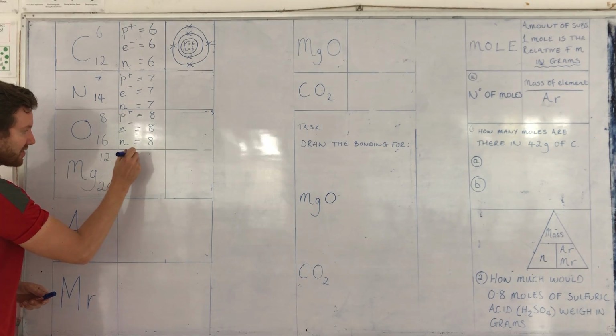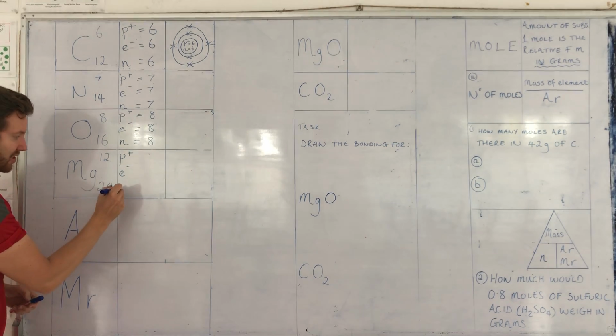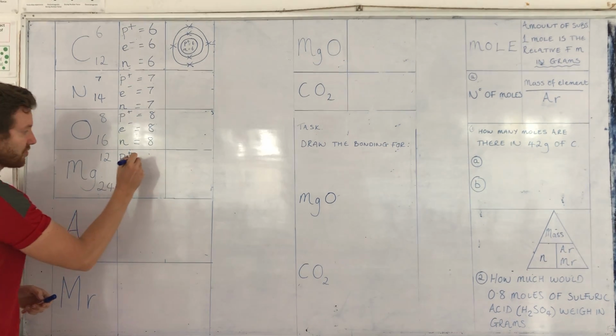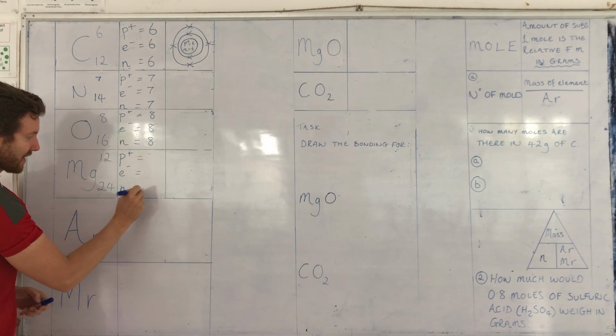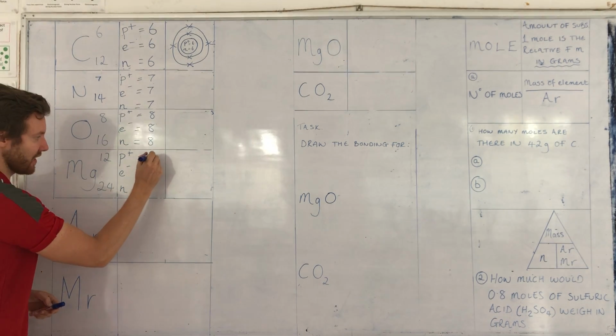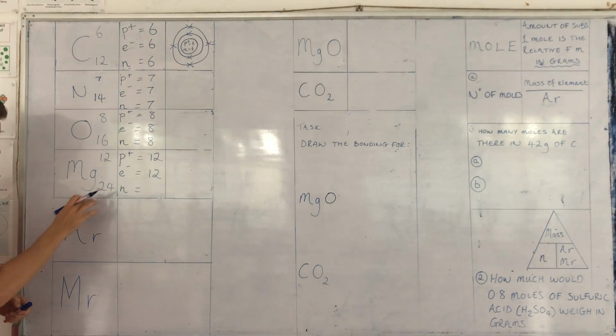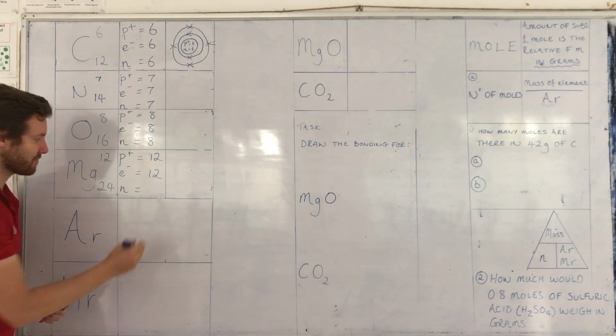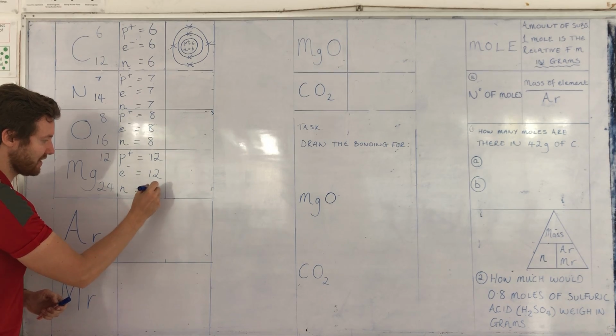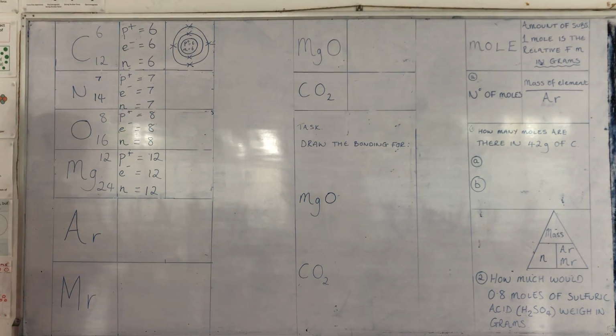Magnesium, okay, positively charged protons, negatively charged electrons, neutrally charged neutrons, let's have a look, let's put this information in. Electrons equals protons, neutrons, big number, small number, mass minus atomic number is giving us 12. So that's nice and easy.